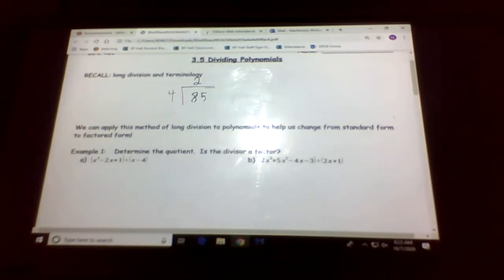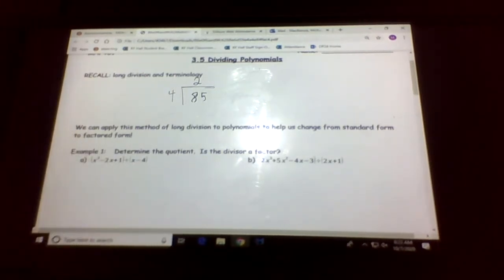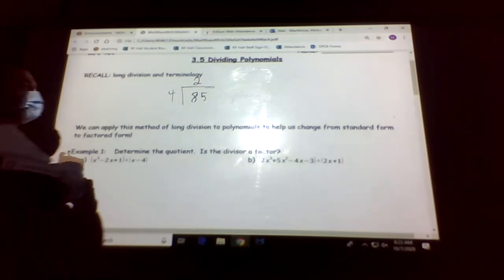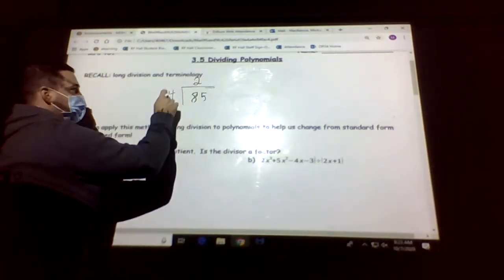Okay, so we go 4. 8 divided by 4 is 2. Okay? So now we're going to follow these steps because it's important that you know the steps because that's what's going to happen when we get to polynomials. So we take the 2, multiply it by 4. Okay, so 2 by 4 is 8.